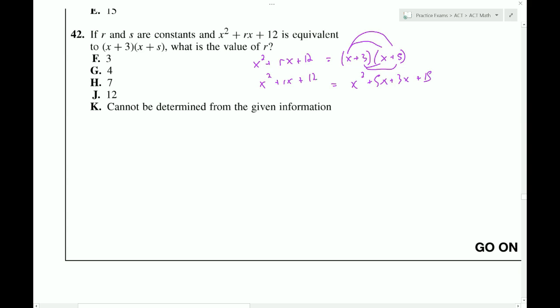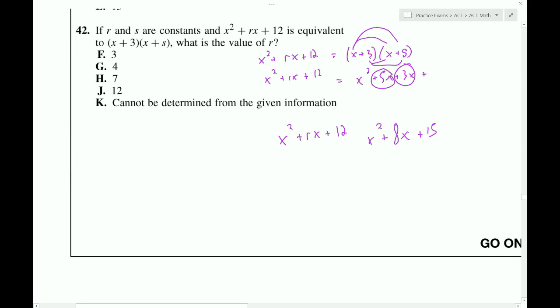Then we just sort of set like terms equal or kind of combine them, right? So in this case, we have a 5x and a 3x. Those can combine to 8x. All right. And let's see. Sorry, this is not 15, is it? So that's not a 5. It's supposed to be an s. Whoops. So this is where my handwriting gets me in trouble.